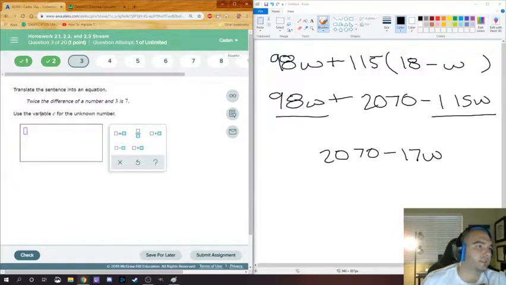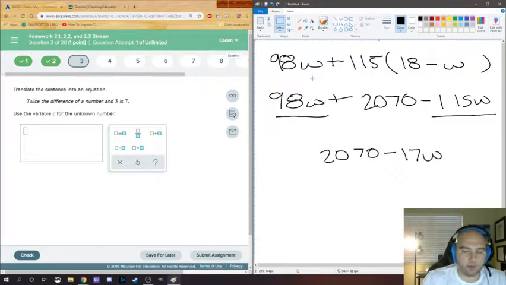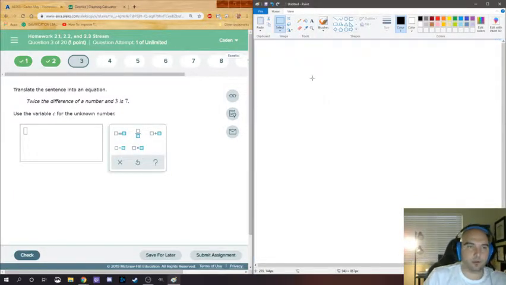Okay, translate this sentence into an equation. Twice the difference of 3 and a number is 7. So I'm going to, actually, you know what? I changed my mind. I am going to use this thing over here. The reason why is I want to show you this setup.